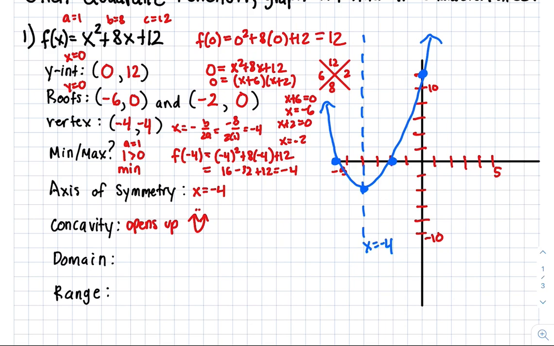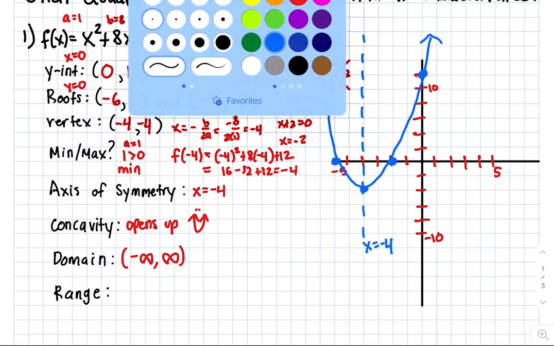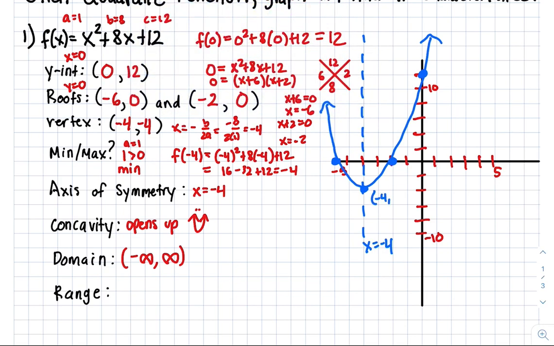So domain: how far left does this graph go? It goes negative infinity to the left. How far right does it go? All the way to infinity. Range: what is the lowest value? Well, you know your vertex is negative 4, negative 4, so the lowest value is the y value, negative 4, to how high this graph goes. And how high it goes is all the way to infinity. So there's your first graph.